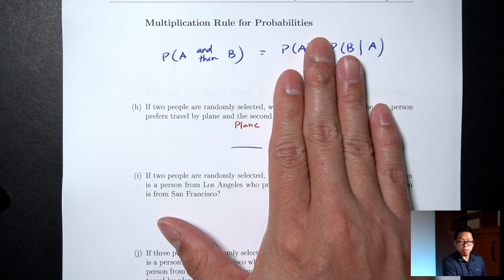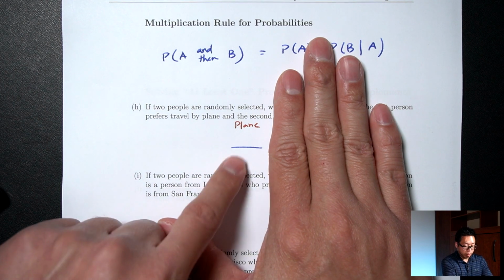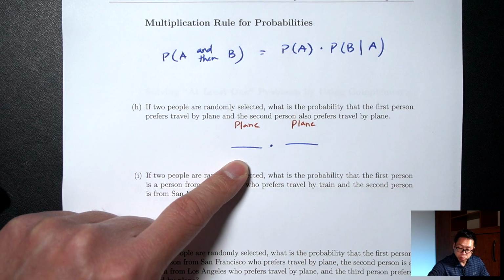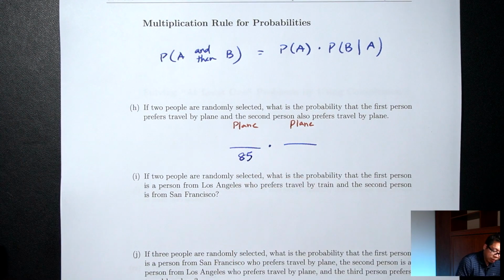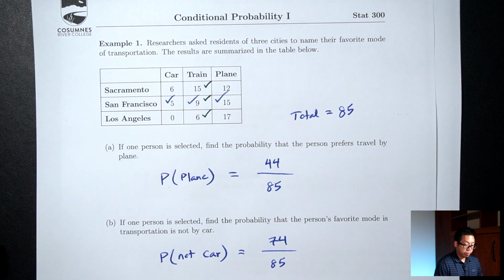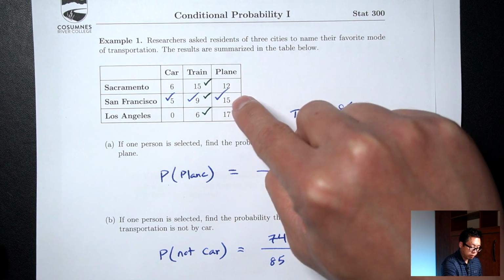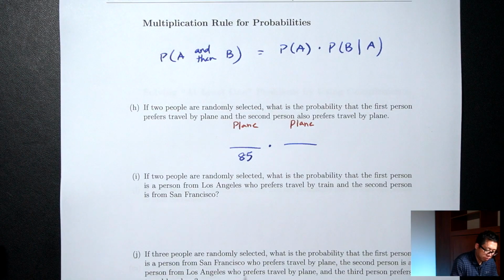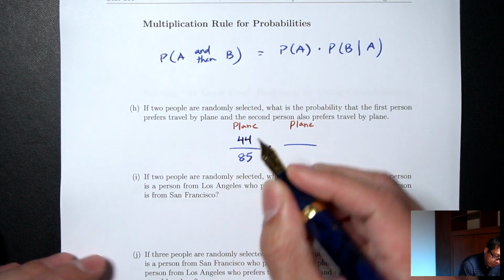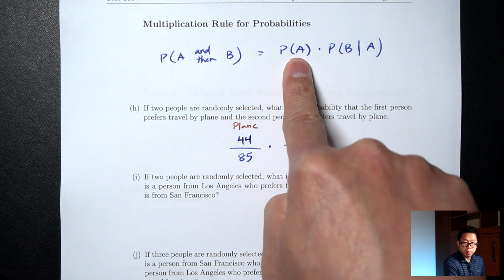First person. What's the probability that the first person prefers travel by plane? For the bottom, that's just going to be everybody. So the total, 85. For the top, how many people prefer travel by plane? Plane would be these 12, these 15, and these 17. So 12 plus 15 plus 17. 44. Okay, that takes care of the first fraction, the P of A.